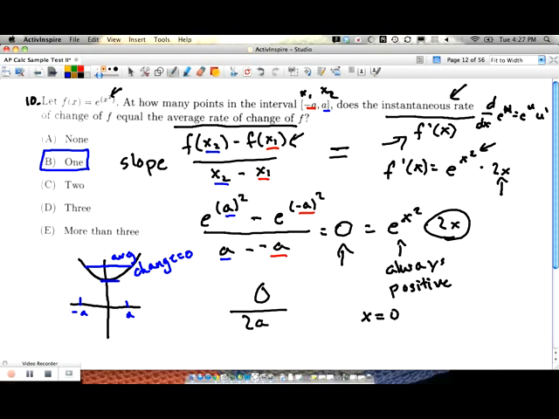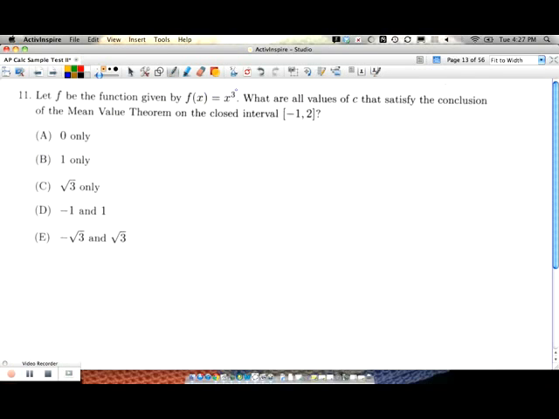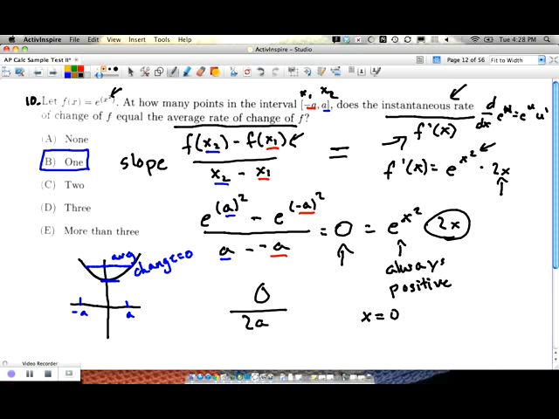Let's keep on moving. Check number 11. Number 11 here, it says let the function be f of x equals x cubed. What are all values c that satisfy the conclusion of the mean value theorem on the closed interval -1 to 2? This is kind of weird. You know why? Because the mean value theorem is saying the same exact thing. It's saying when does the average rate equal the instantaneous rate? That's what we're being asked when we're talking about the mean value theorem. That's what we actually used back here in number 10.